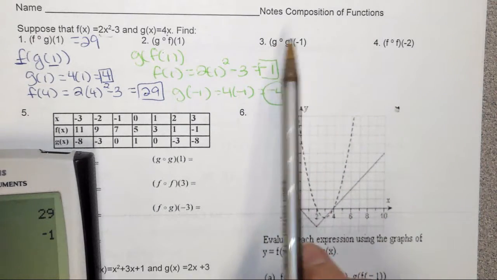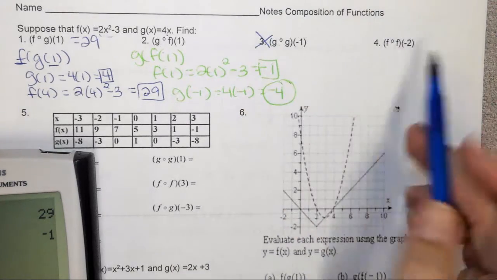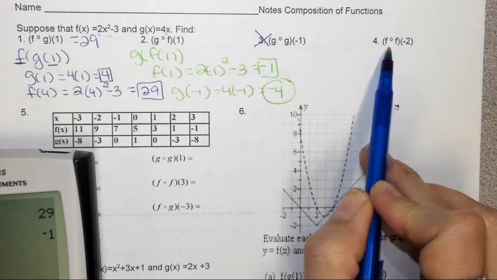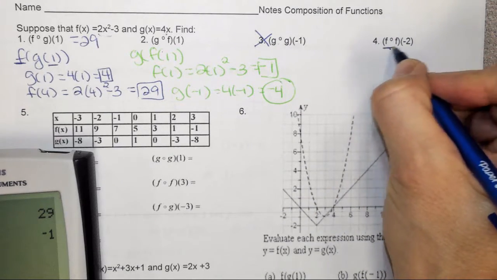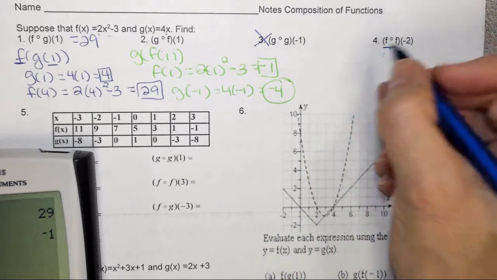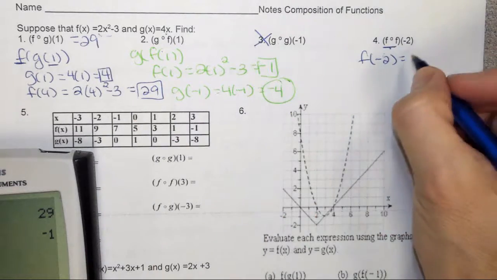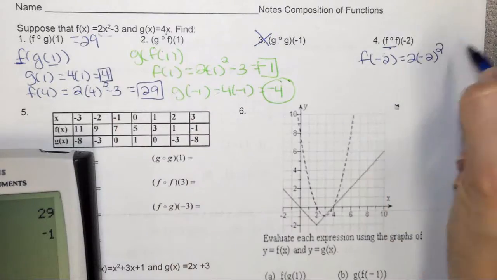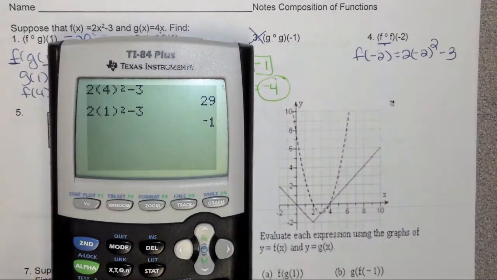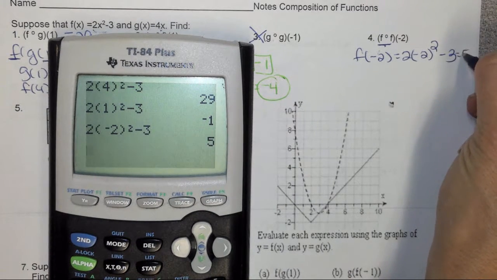Okay. We're going to do either 3 or 4. We don't need to do both. Most of my classes chose not to do 3 and we did 4. So 4 is a little bit different because it says f of f of negative 2. All that means is I'm going to plug into the f function 2 times. So the first time I'm going to plug in negative 2. My f function says 2x squared minus 3, so in place of the x, I put a negative 2. We use our handy dandy calculator. So we have 2 times negative 2 squared minus 3, and we get 5.